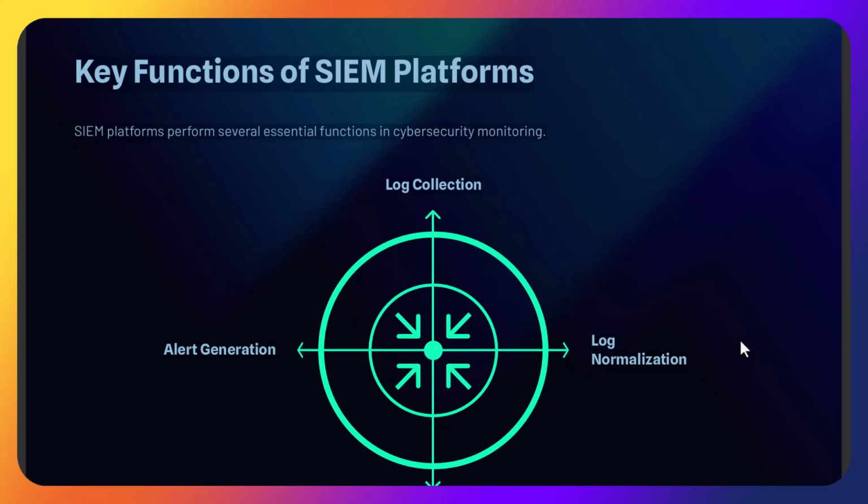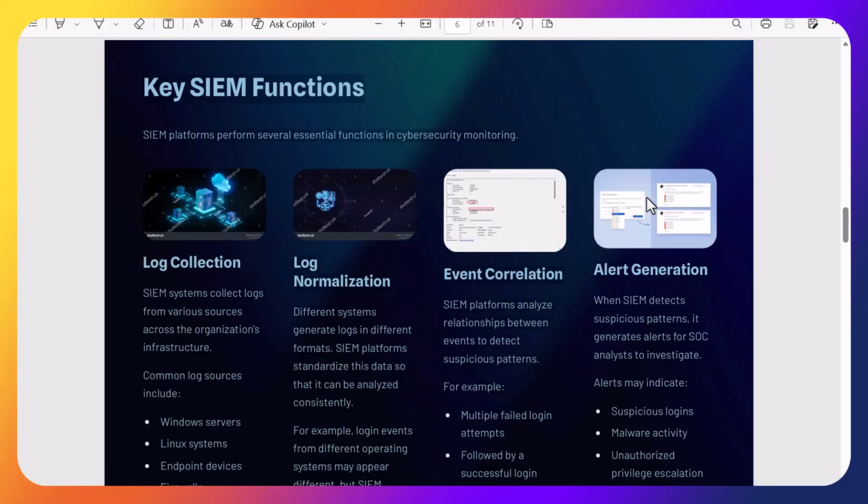Key functions of SIEM platforms. SIEM platforms perform several essential functions that help organizations monitor security events. These key functions include log collection, log normalization, and event correlation. Now, let us examine each of these functions.